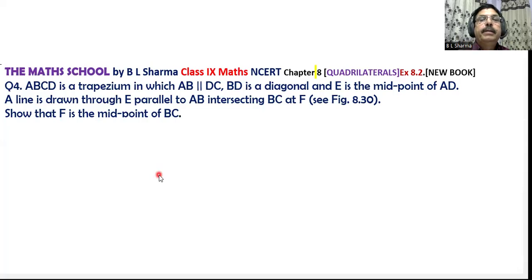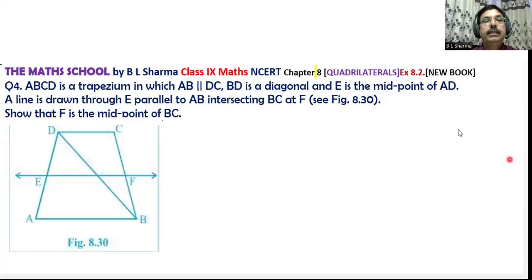ABCD is a trapezium in which AB is parallel to DC, BD is diagonal, and E is the midpoint of AD. A line is drawn through E parallel to AB, intersecting BC at F. See figure. Show that F is the midpoint of BC. This is the figure, we will visualize it and I will explain what the question is.